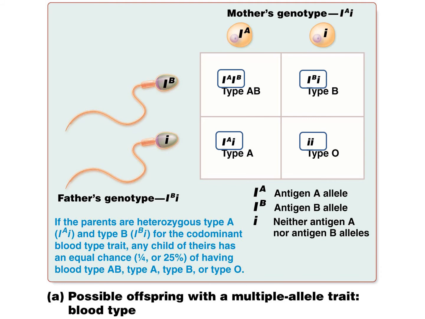So if we do the crosses again, this is how we get big I capital A, big I capital B, big I capital B little i, big I capital A little i, and little i little i. So here are the 4 genotypes, and since there are 4 different ones in each box, each one has an equal probability of being expressed, or 25%. So they have an equal chance of having a child with these genotypes.